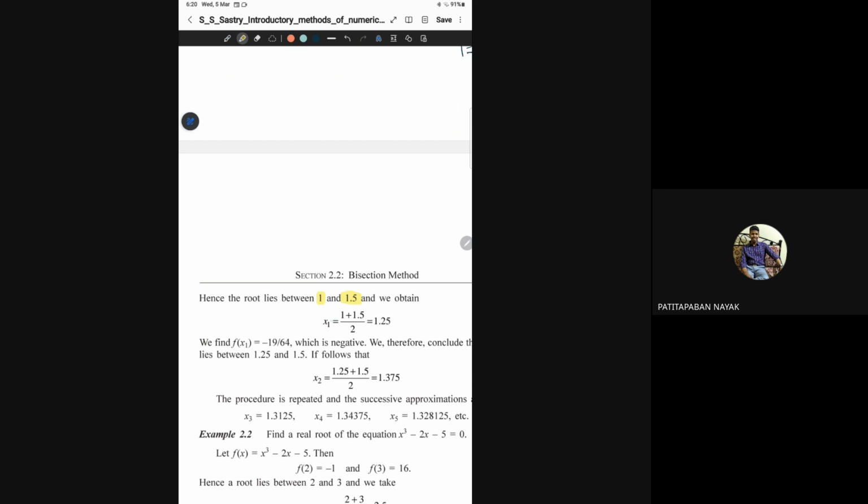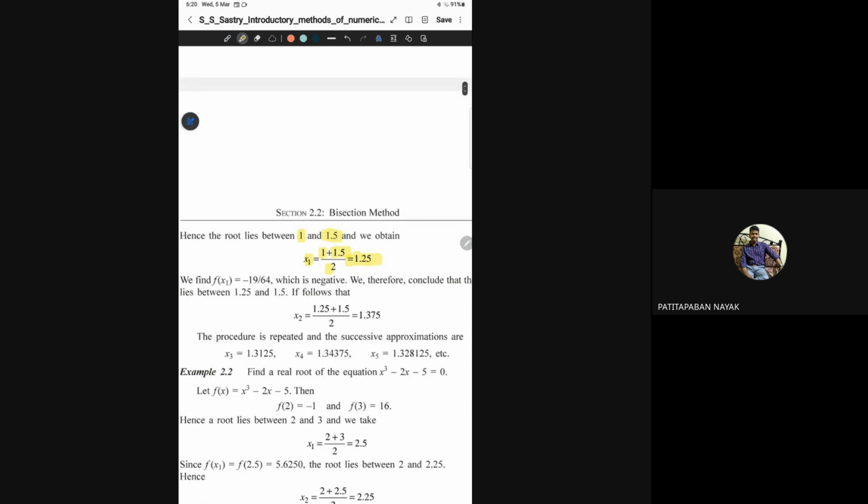So the next point will be x1, which is equal to 1 plus 1.5 by 2, which is 1.25. Now what we will do is substitute x1 equal to 1.25 in f of x, which is x cube minus x minus 1.